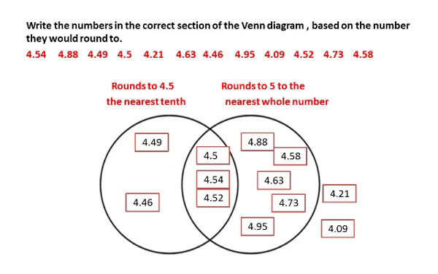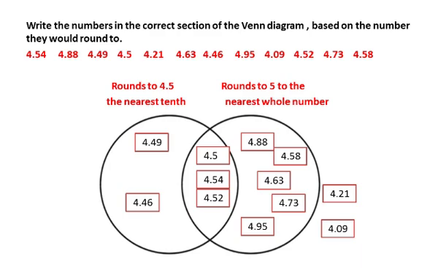Look at the next question. Write the numbers in the correct section of the Venn diagram based on the number they would round to. The Venn diagram is given and the numbers are also given: 4.54, 4.88, 4.49, 4.5, 4.21, 4.63, 4.46, 4.95, 4.09, 4.52, 4.73, 4.78. In the Venn diagram, the left side column is rounds to 4.5 to the nearest tenth. The right side column is rounds to 5 to the nearest whole number.